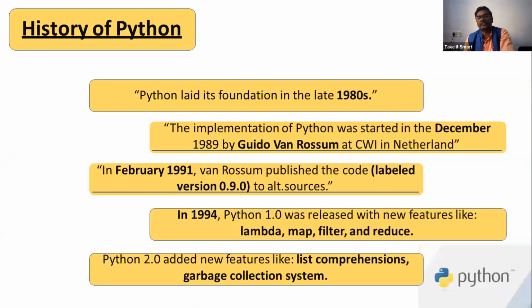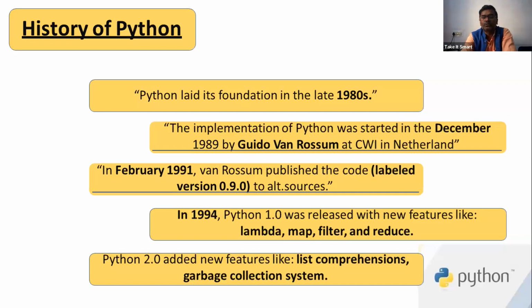So what is the history? Somebody says Python came recently. Now it's very popular, that's right. It is very popular nowadays, but it's not a new programming language. It came very long ago, in 1980, at the same time when C and C++ came, but Python was not so popular. The implementation of Python was started in December 1989 by Guido van Rossum at CWI, Netherlands.